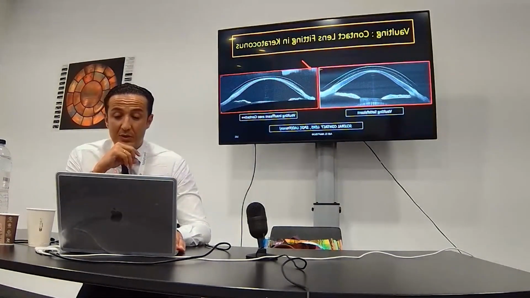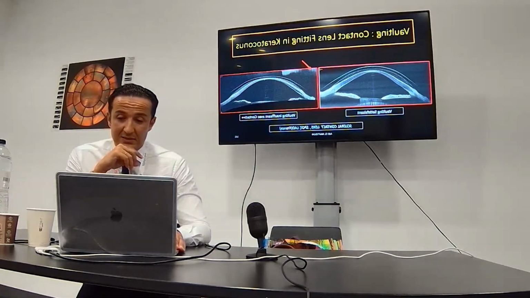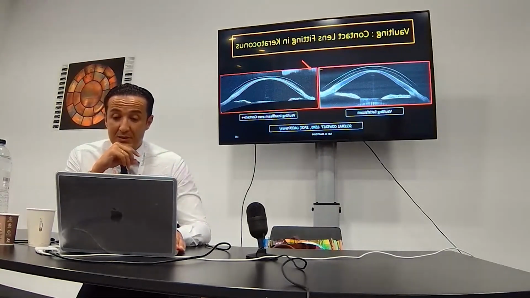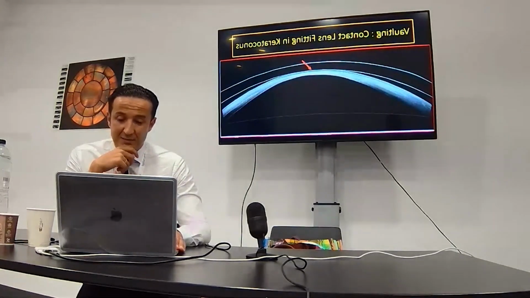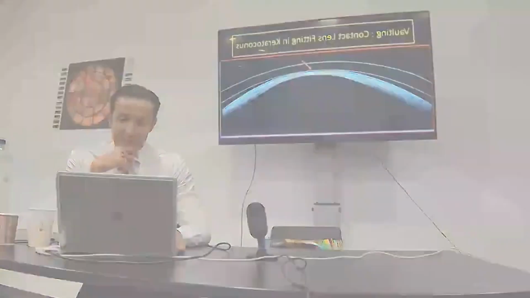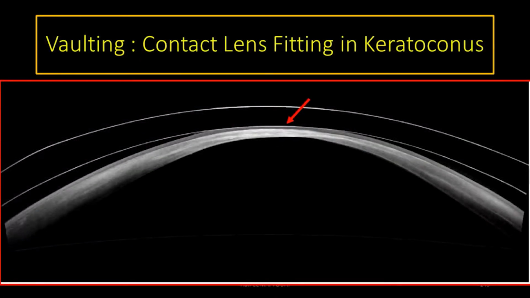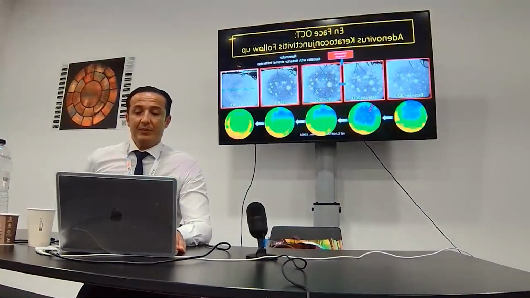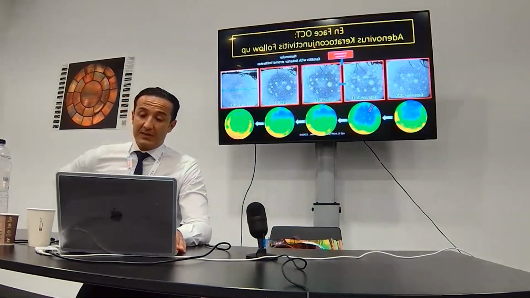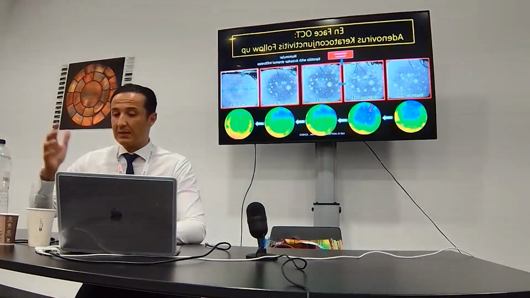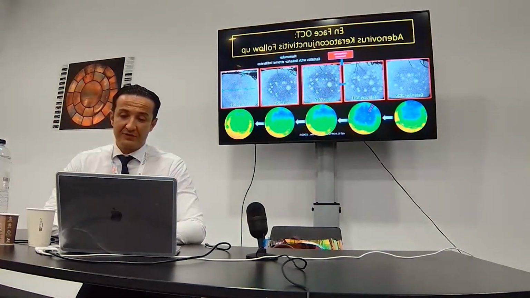You can also check the contact lens fitting and the clearance of the scleral lens. And look here, there is a contact between the lens and the keratoconus. And you can also use en-face OCT and epithelium mapping to manage some corneal diseases like adenovirus keratoconjunctivitis.